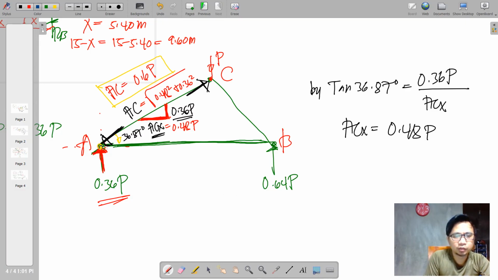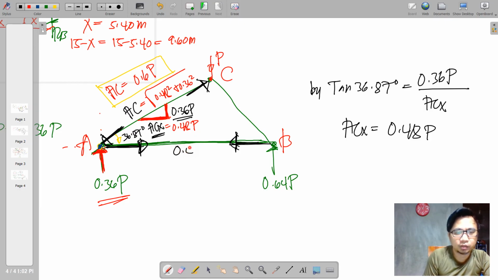Okay, because of this compressive force AC, there will be a 0.48 going to the left. Okay, so if we have this 0.48, a leftward force, and this time we do not have any other force, therefore the force in member AB is the only force to balance that one. So therefore we can place here a rightward balancing force for this 0.48.